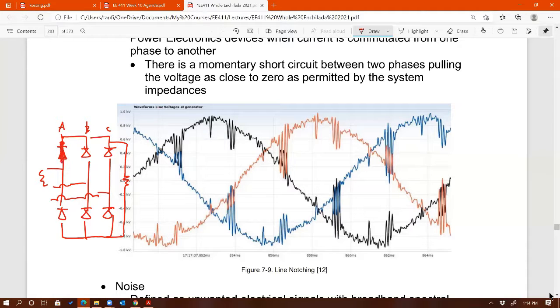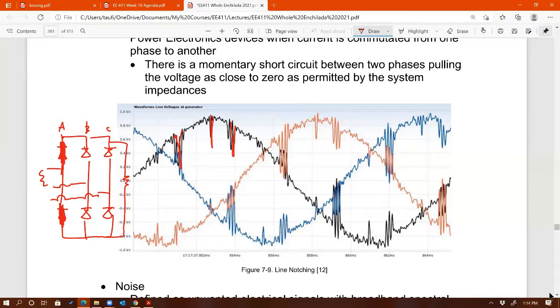So it is still on, and then the bottom diode is supposed to be on, but it turns on real fast. The turn on time of the diode is much faster than the turn off. So you can see that it is possible for the two to conduct at the same time. That's how you see this voltage pulled to the ground. That's called notching. And you can see there are 6 of them per one cycle.